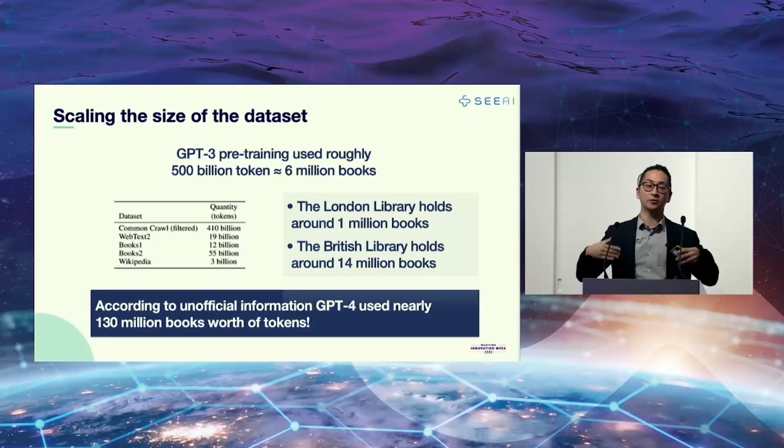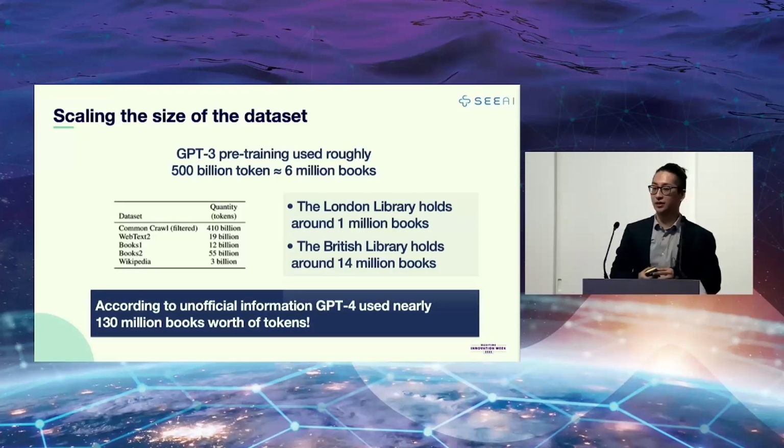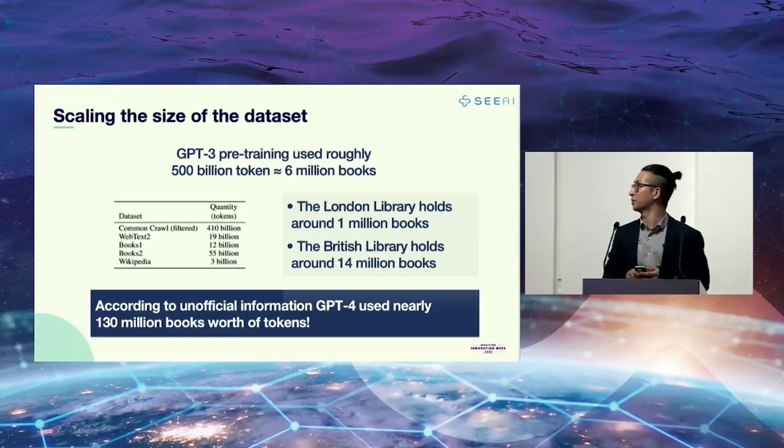They're also increasing the size of the data set. GPT-3, according to their paper, uses roughly 500 billion tokens. And tokens, you can think of it as a word. So they use 500 billion words, which is not easy to wrap your head around, but you can think of it as 6 million books. To give a bit of context, I did some Google search, and the London Library holds around 1 million books. So GPT-3 is trained on 6 times the books that the London Library holds.